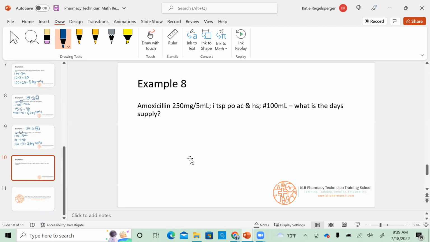Here we are going to point out that amoxicillin 250 milligrams per 5 milliliters is just your drug. You do not need it. It is there to confuse you. Okay.